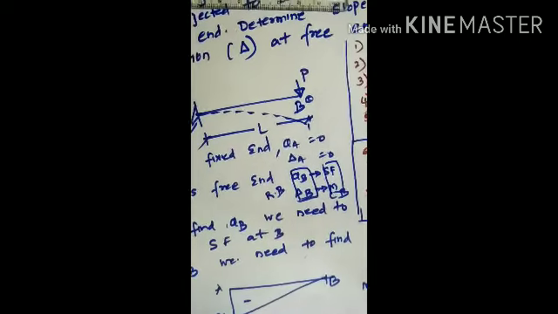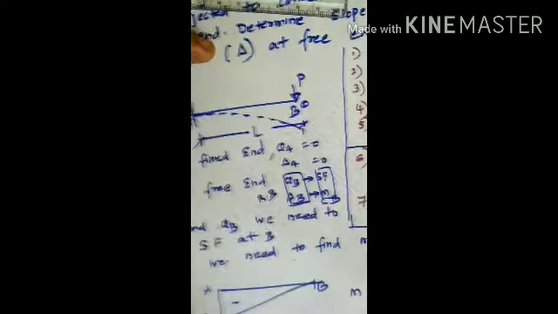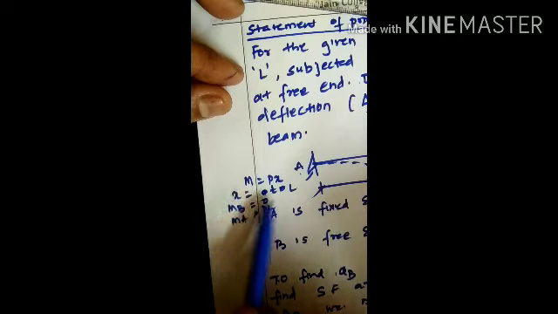Now as mentioned, first we are going to draw the elastic curve. The elastic curve will be in the form of hogging, and the moment calculation we have calculated here. So the section will start from B.